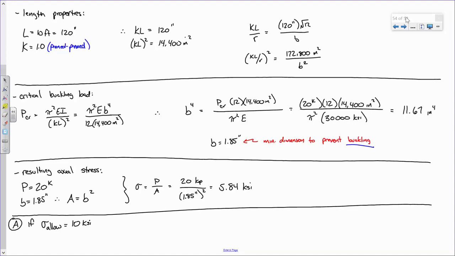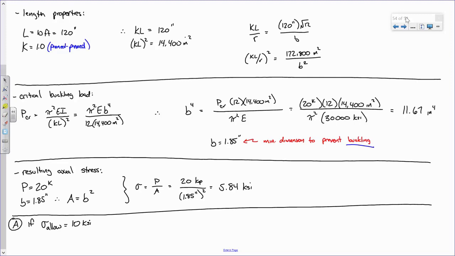Buckle it. Well, now hold on. Would you agree that this is the dimension required to prevent buckling? Right? Okay, so let me walk through this. That's the dimension to prevent buckling. Let's say that this is the dimension, this is the column size. You would agree this is the dimension to prevent buckling.